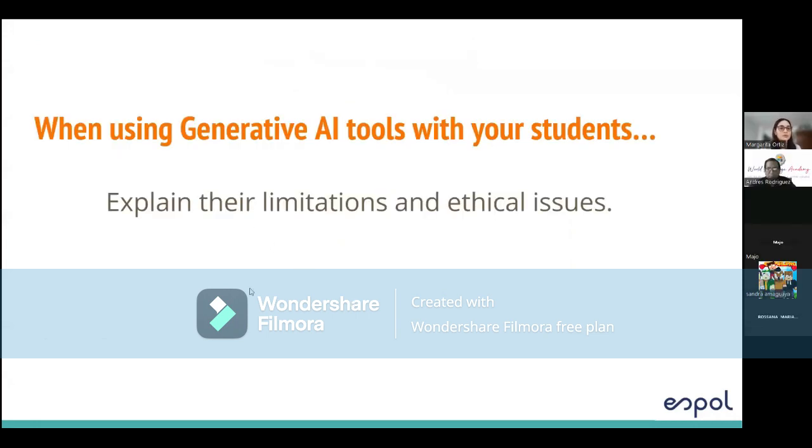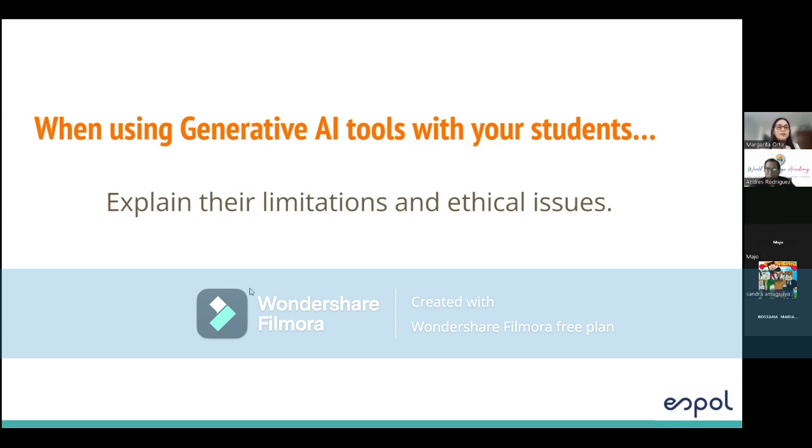Something to keep in mind when using generative AI tools with your students: explain their limitations and ethical issues. They should be aware that they cannot trust these things 100%, that they have to be very critical of the information they are receiving. We should know this as teachers, and we should explain it to our students as well. Otherwise, they're going to accept whatever comes from these things, and it's not totally true. It's very important that we train them.